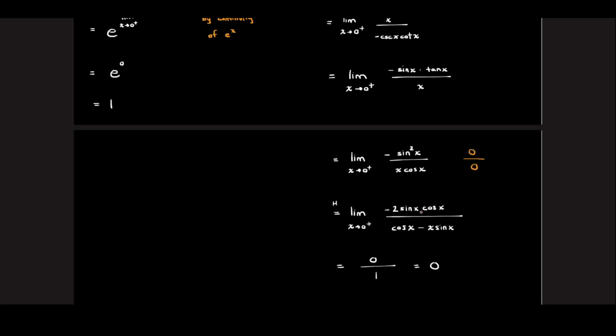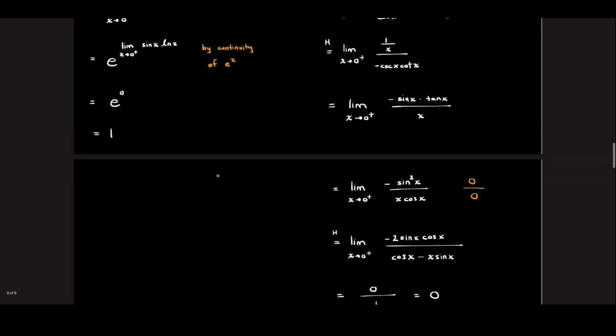When you plug in 0, the top is going to be 0 because sine of 0 is 0. So the entire thing is just 0. Now on the bottom, you have this term being 0 because of the x and sine x, and cosine of 0 is just 1. So 1 minus 0. So great, this is no longer indeterminate. We have 0 divided by 1, which just evaluates to 0.